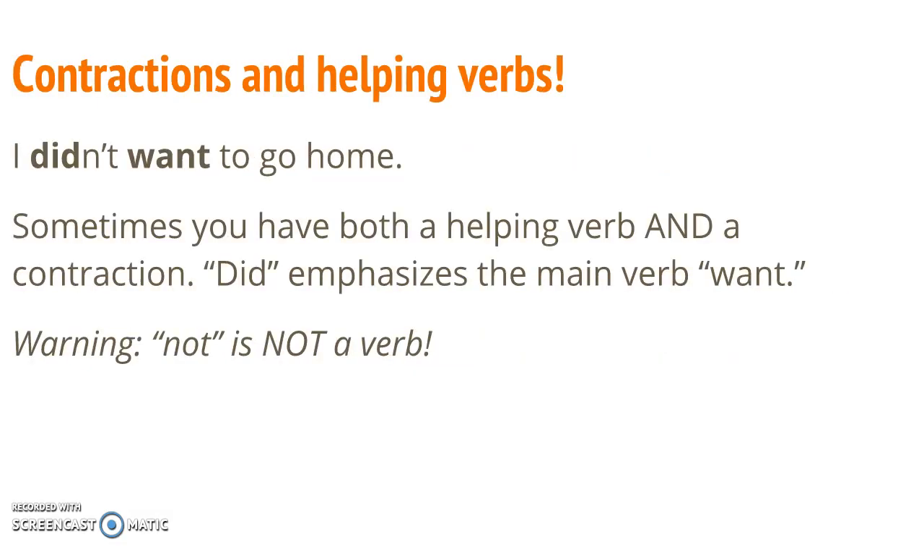And finally, sometimes we have contractions and helping verbs. So in our last example sentence, I didn't want to go home. Sometimes you have both a helping verb and a contraction. Did emphasizes the main verb want, but you need to be careful because not is not a verb. So in this case, our complete main verb would be did and want.